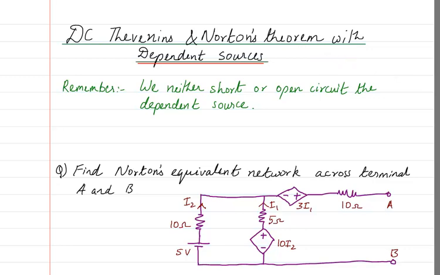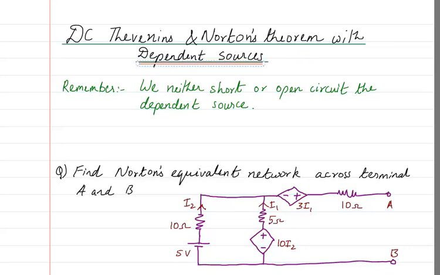Now, what is important for you to remember is that in dependent sources, if there is at least one dependent source, then we want to find out VTH and RN, not RN, sorry. We want to find VTH and IN. That's all. We need to find VTH and IN. Then we find out R and RTH. So whether it is Thevenin's equivalent or whether it is Norton's equivalent, we have to find out VTH and IN both.